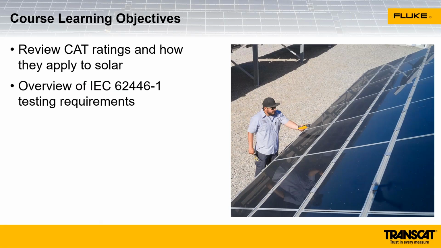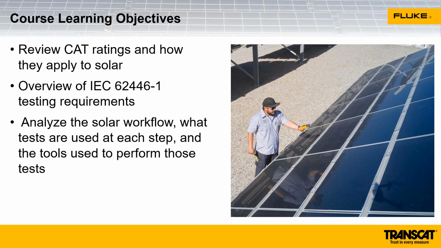So today we're talking about solar installations and how we do testing of solar and what tools we use. We're going to start off by talking about category ratings and how they apply to the tools that we use in the solar industry. We'll do a brief overview of IEC 62446-1, which is testing of photovoltaic systems. And then we're going to go through the solar workflow, and we're going to spend the bulk of our time on that. We're going to go through each step of solar from installation through commissioning and operations and maintenance, and talk about the tests and the tools that are used to perform those tests at each of those steps.